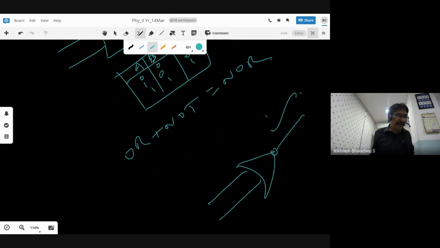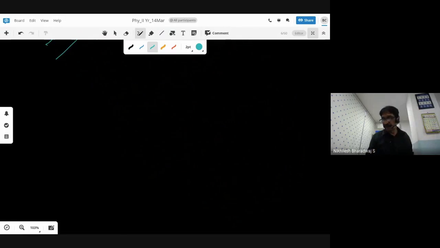How does power radiated by an antenna depend on wavelength and length of antenna? Question 52, the last question of VSAQs.